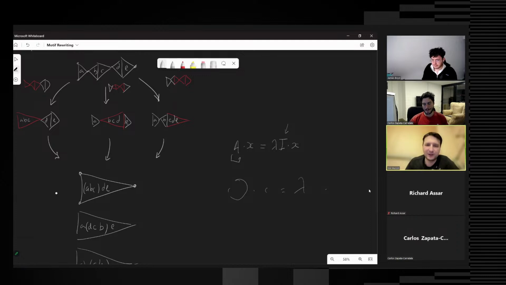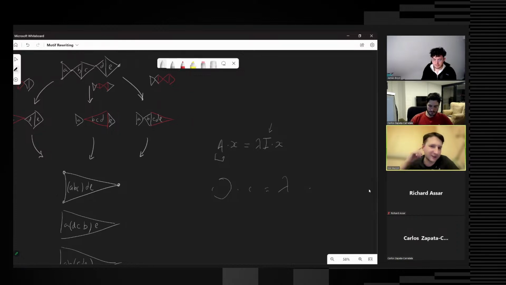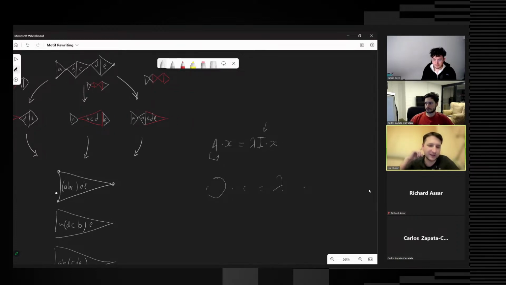So it's like two completely different spectral problems. Either we're studying the spectral theory for rewriting rules, or we're studying the spectral theory of hypergraphs themselves, the things that we are rewriting. Yeah, that's different. Yeah, I agree.